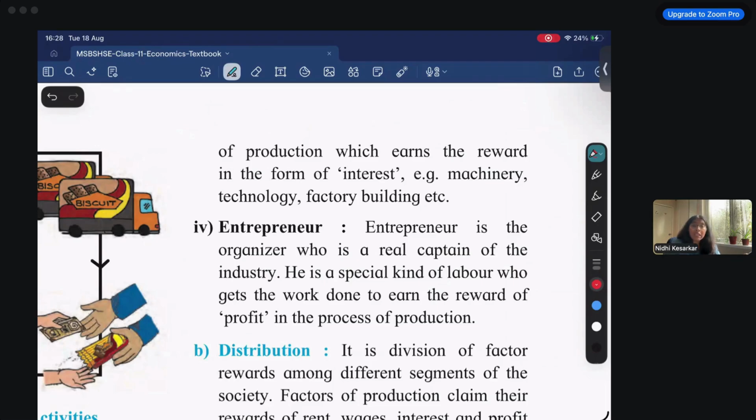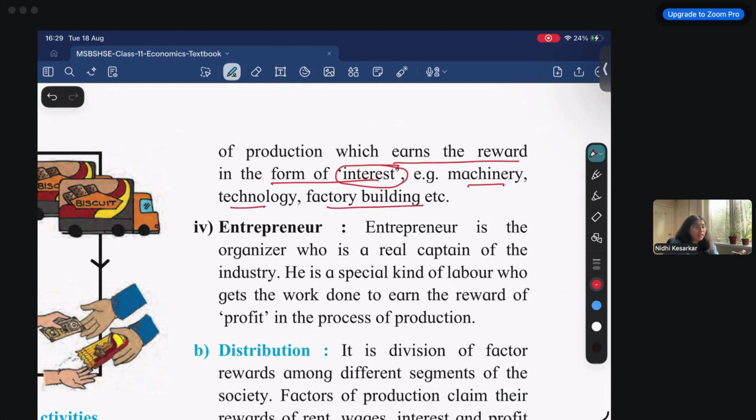It is the means of production which earns the reward in form of interest. So what does capital earn? Capital earns interest. Now what are the types of capital? It's machinery, technology, factory building, etc.